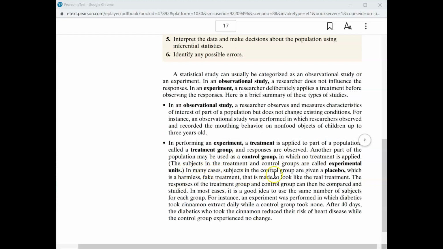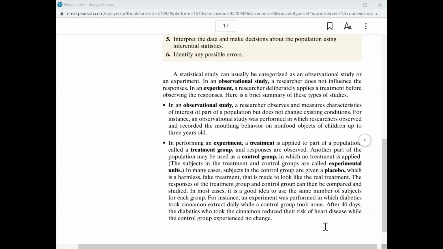In many cases, subjects in the control group are given a placebo. A placebo is a harmless fake treatment that is made to look like the real treatment so that neither group knows whether they're getting the actual treatment or not. So let me give you some examples here.